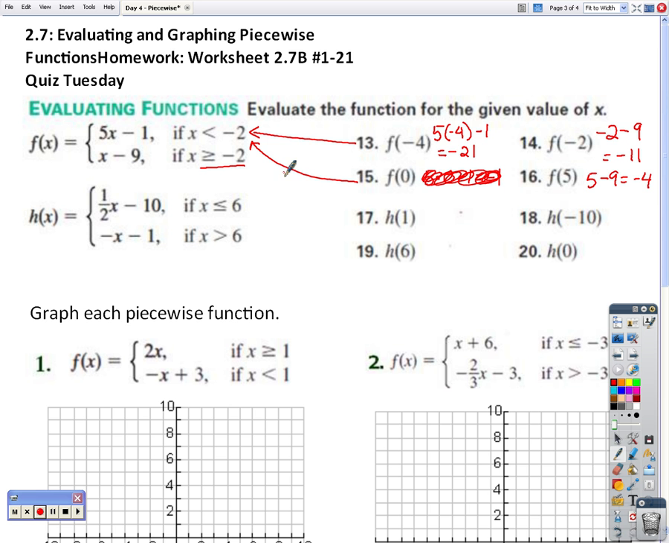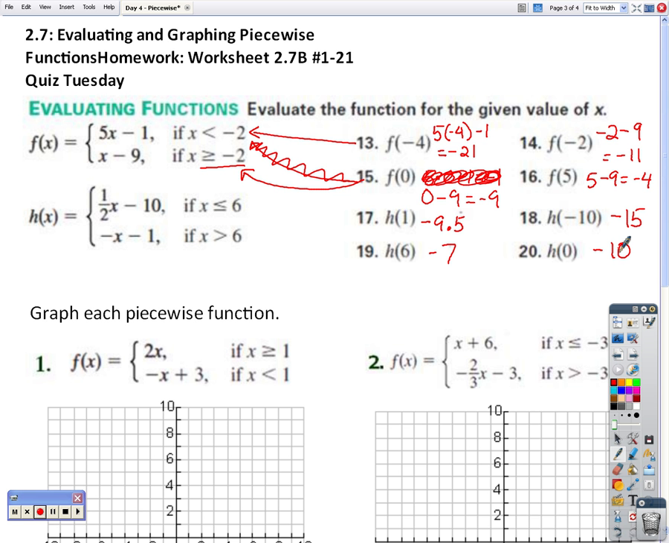0 is not less than negative 2. I hope someone caught that. 0 should be greater than or equal to, so it's really 0 minus 9 equals negative 9. Sorry about that. Okay, so the answers for this one are going to be negative 9.5, negative 7, negative 15, and negative 10.